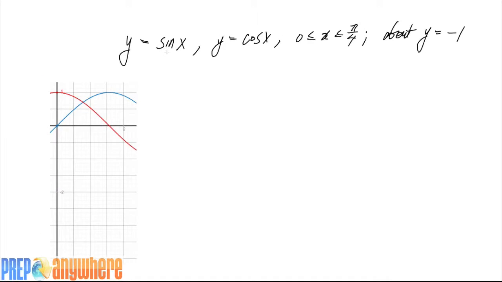Here we're talking about sine x, cosine of x, and bounded by this region. So the red is the cosine, the blue is the sine. So we're talking about this area right here. That right there is pi over 4. So we want to rotate that about y is equal to -1, which is right here.